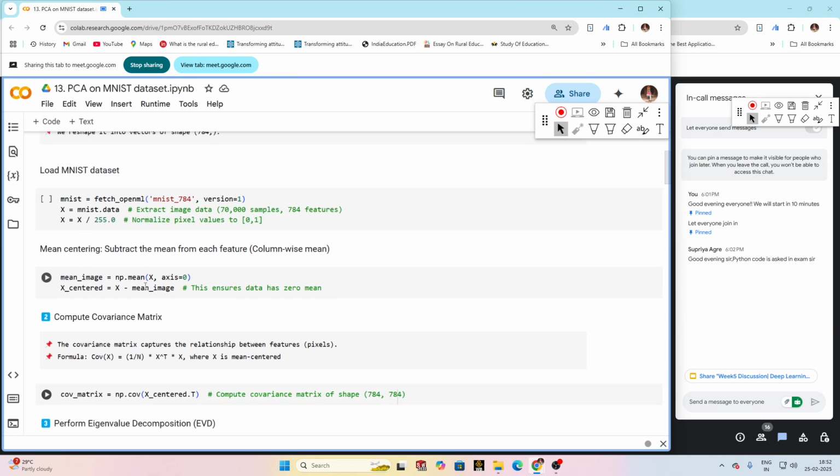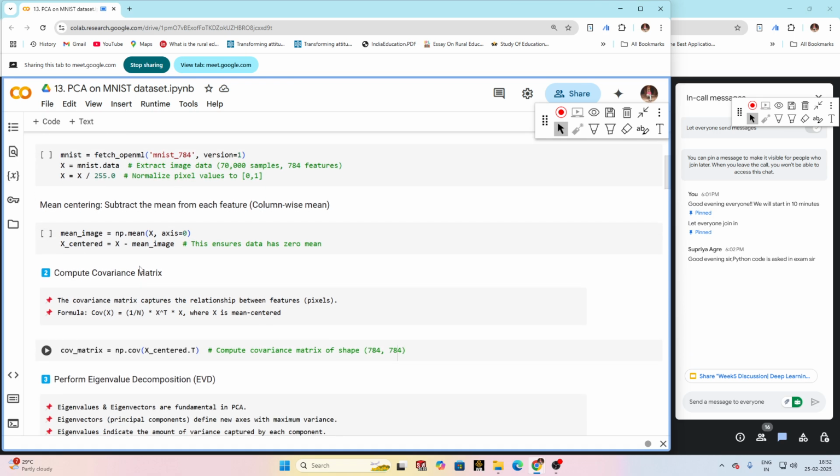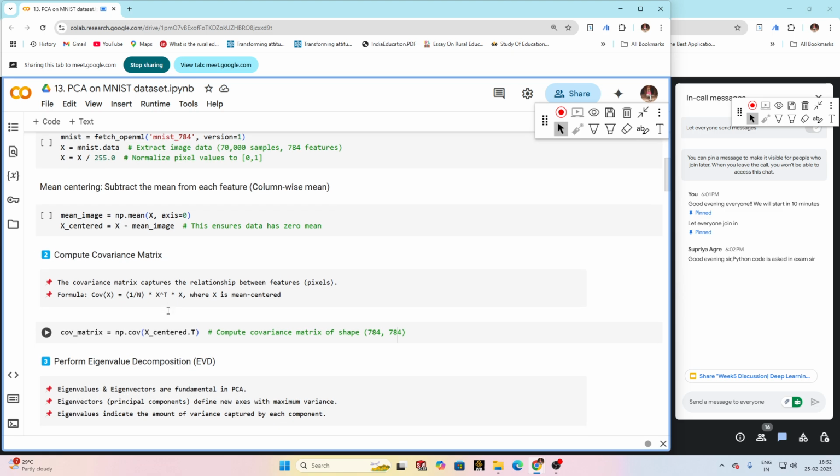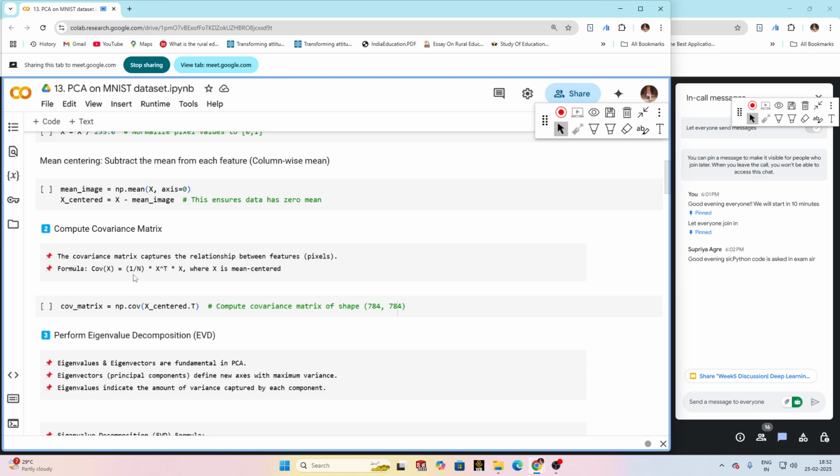Next thing that is important is to center the data. Every data has some mean. We don't want the mean, because whenever we are calculating the covariance matrix, the formula of covariance is 1 by n times (x minus mu) transpose into (x minus mu). Okay, that is the formula. But it will be easier for us if the mean is 0. So that is why we are centering the data.